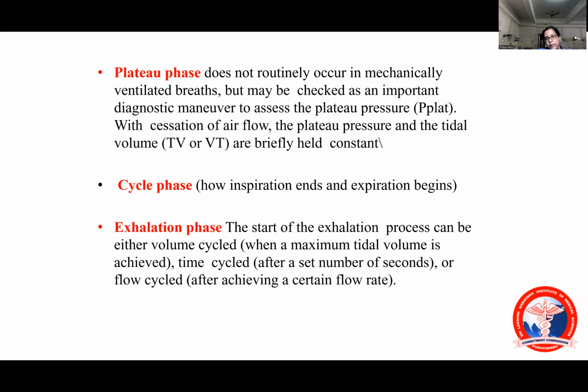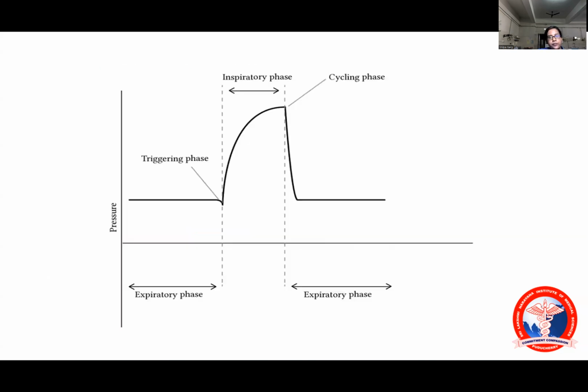When coming to the cycle phase, it is when inspiration ends and expiration begins. Once inspiration ends and expiration begins and ends, it becomes one cycle. So that is called the cycle phase. Exhalation phase: the start of the exhalation process can be either volume cycled, time cycled, or flow cycled. Once you achieve the adequate volume, inspiration stops and exhalation starts. Or we can set a time in the settings in seconds; once the adequate seconds are completed, it results in exhalation. Or once the adequate flow has been achieved, it can switch over to exhalation.